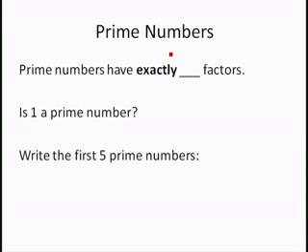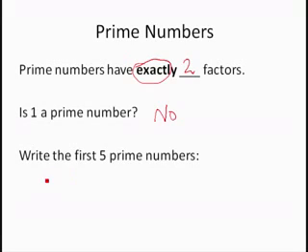Prime numbers are whole numbers that have exactly two factors. So is 1 a prime number? Well, the answer is no, because 1 only has one factor, and that's itself.